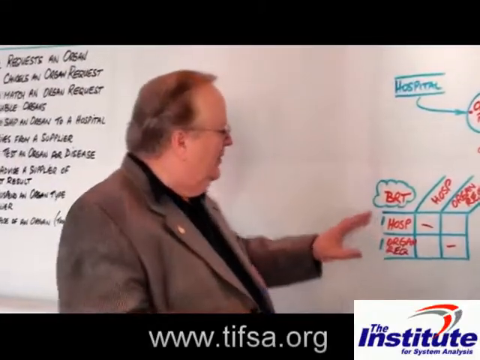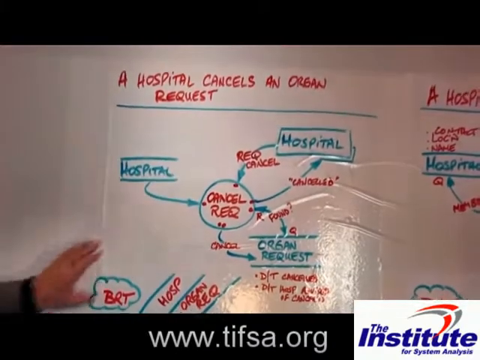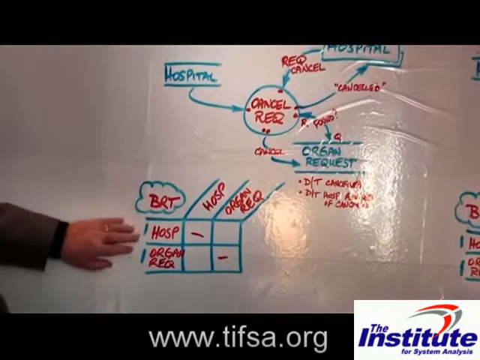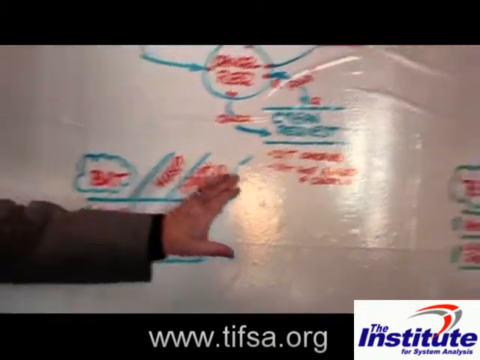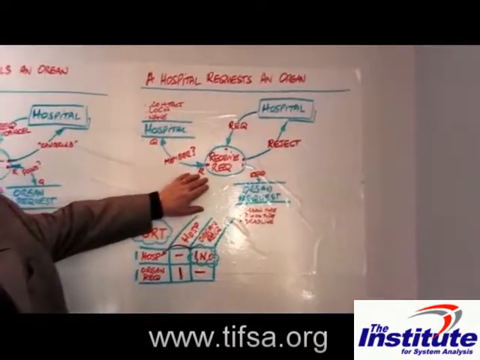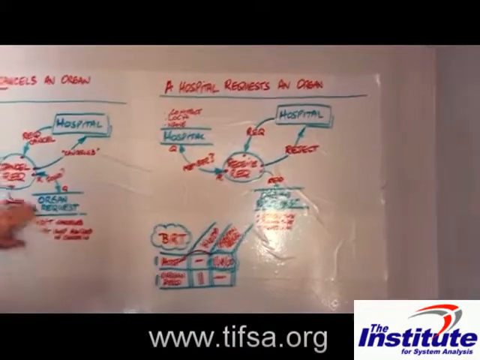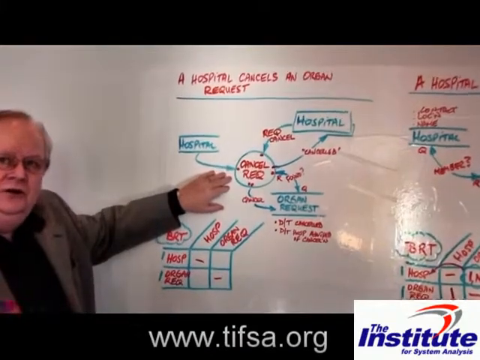All right, so I've prepared another business rules table for this process, which is canceling the request. It has hospital and organ request, which are the two objects in the table. Now, interestingly, this table looks exactly like the table from the previous diagram, which was receiving the request. But receiving the request and, in this case, canceling the request are two different contexts.